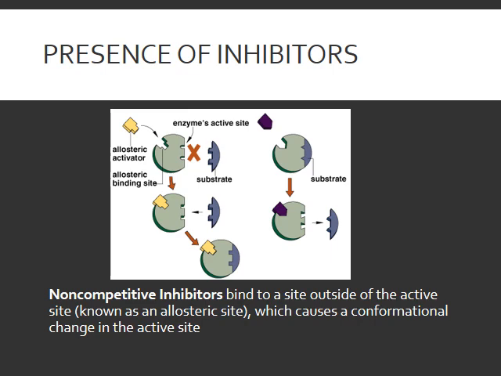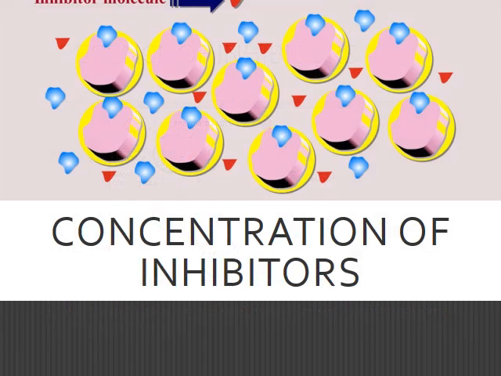Competitive inhibitors compete for the active site, stopping substrates from binding. Non-competitive inhibitors bind outside of the active site, but they still stop substrates from binding. So the more inhibitors you have, the lower the reaction rate.